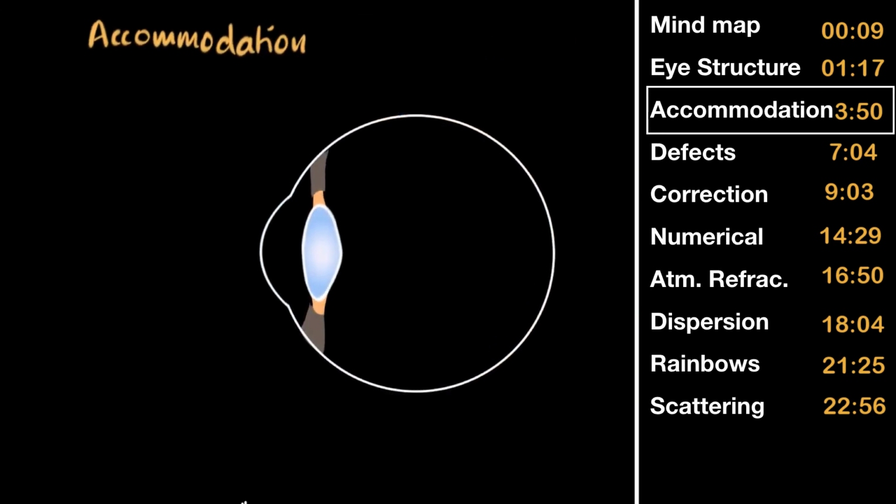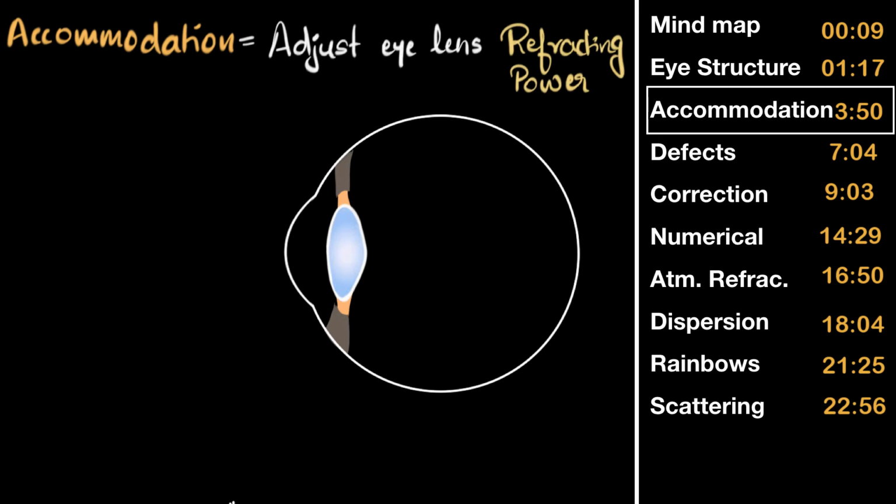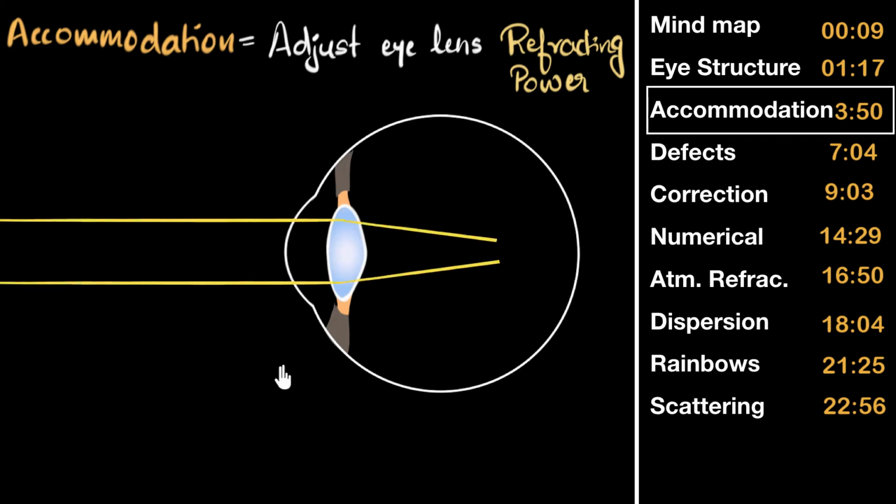So what exactly is accommodation? Accommodation is the eye's ability to adjust the eye lens refracting power. Okay, what does that mean? Imagine you're looking at something far away. Then the rays of light will be parallel.